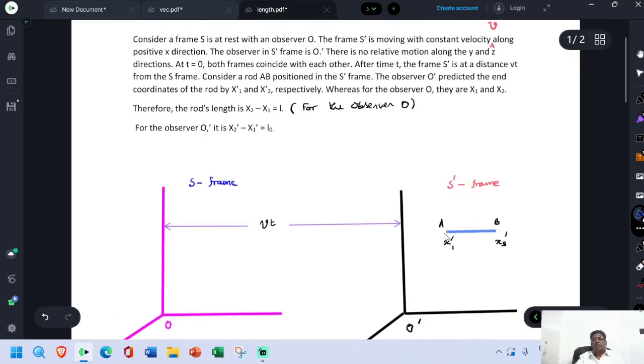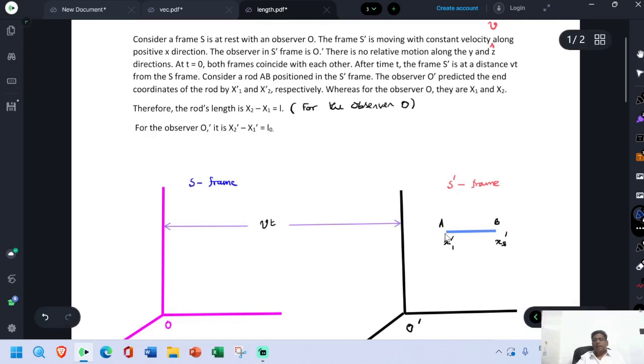At t equal to 0, both the frames coincide. That is, at t equal to 0, O equal to O dash. After time t, the frame S dash is at a distance Vt from the S frame. You know that velocity equal to distance by time, distance equal to velocity into time.